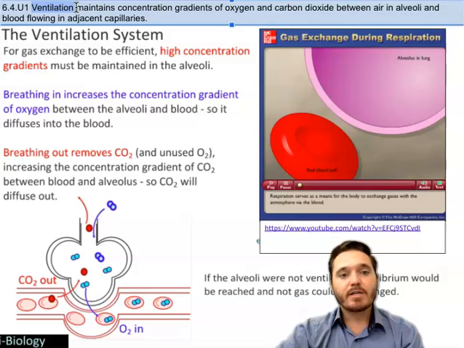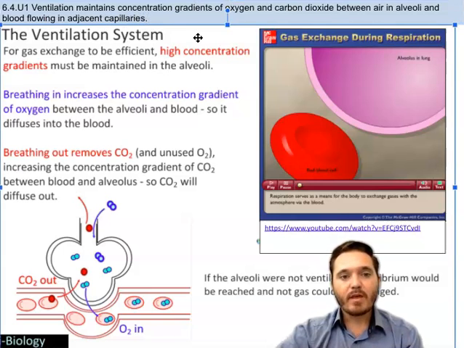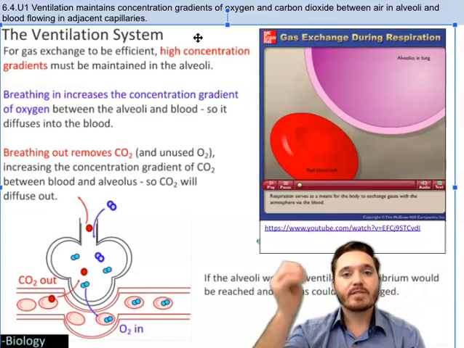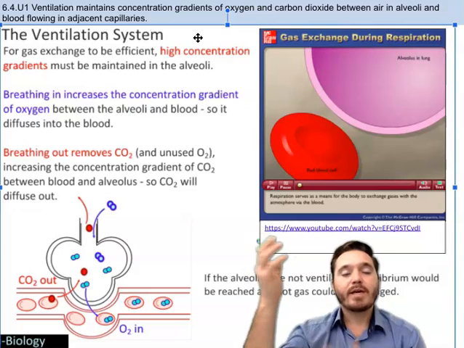Okay, so you're supposed to know that ventilation, that movement of the air into and out of the lungs, does maintain concentration gradients of oxygen and carbon dioxide between the air in the alveoli and the blood flowing in adjacent capillaries. So this is just saying that ventilation's allowing for that concentration gradient, right? The difference in concentration to exist so that passive diffusion can happen.